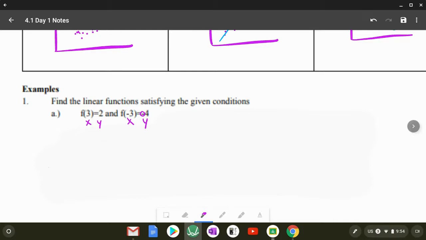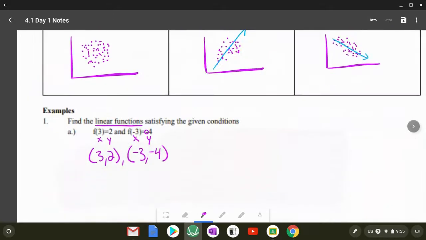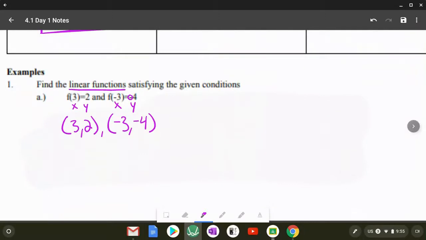So if we're going to think through this, we're essentially finding a linear function. So we're trying to write an equation that satisfies the line that goes through both (3, 2) and (-3, -4). So think back to your Algebra 1, your Algebra 2. How do I write a linear equation that goes through those 2 points? Go ahead and pause the video and try it out on your own, and then unpause it when you've got your answer and see if you got it right.